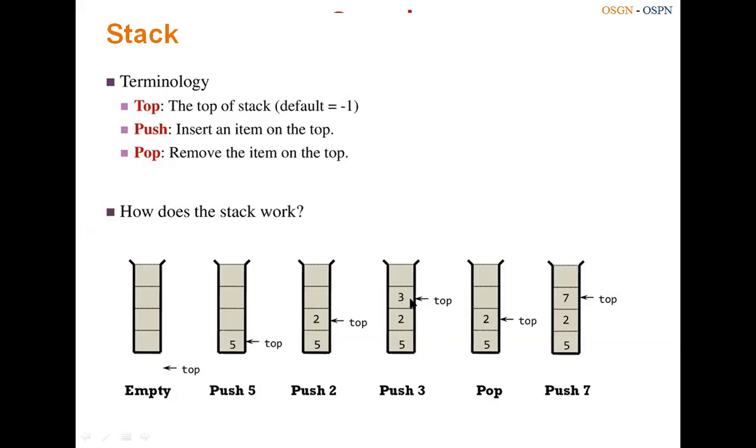Now, if the element is removed, then the top value will be decremented. Okay. So the top now comes to this position. Okay. Then again push operation is done, and now if you are doing push operation, we know that first of all you have to increment the top value by 1, and then you can insert. So top value is incremented to this position, and then 7 is inserted here. Okay, so this is how push and pop operation is done in stack.